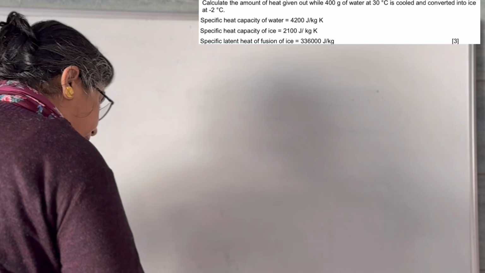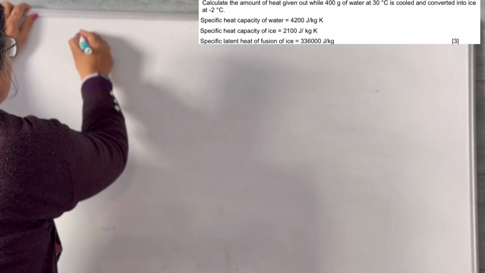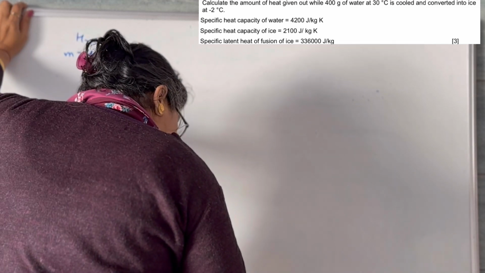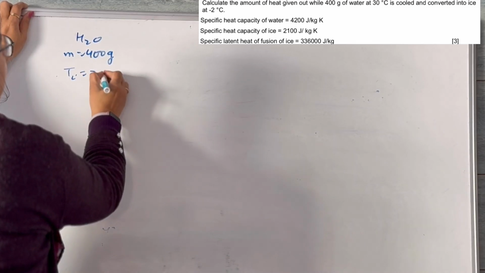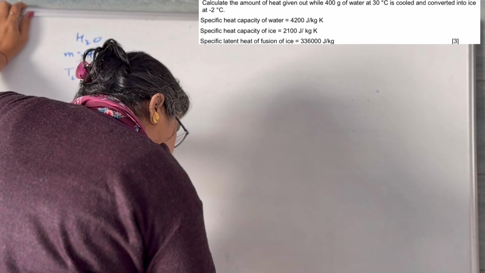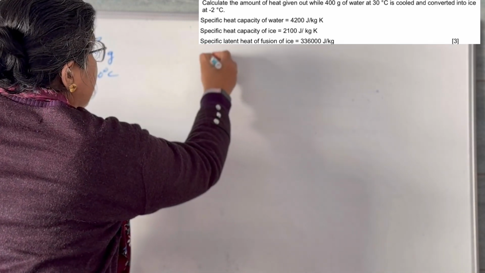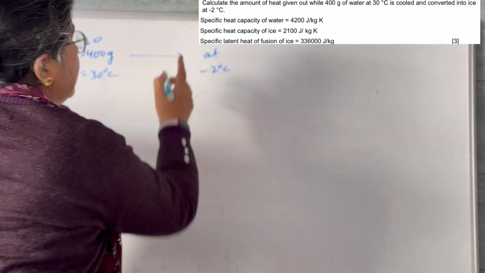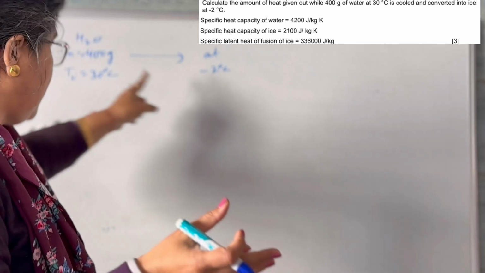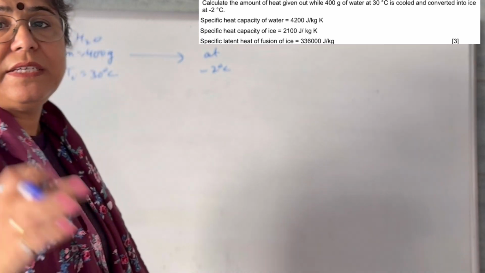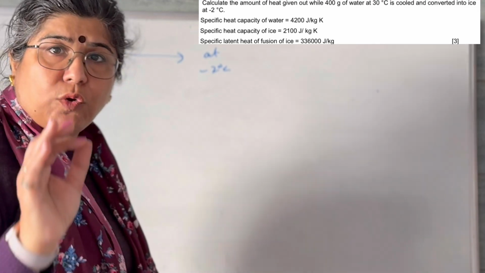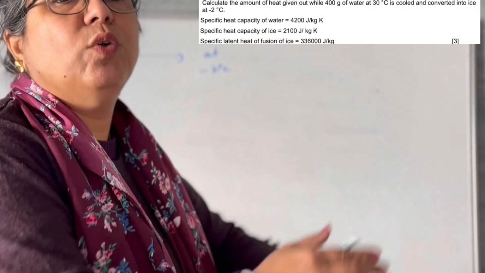Calculate the amount of heat given out while 400 grams of water at 30 degree, that is the initial temperature, is cooled and converted into ice at minus 2 degrees centigrade. This is not a mixture. You have water, you are cooling it to become ice at minus 2 degrees centigrade. How much heat will be given out? You have to follow the flow chart. Same water, step by step cool it. How do you cool it?